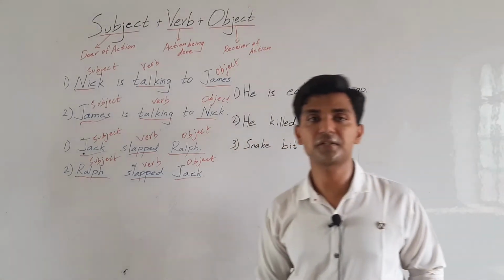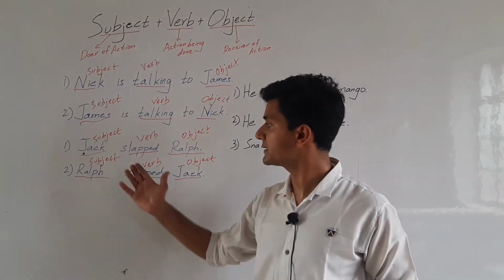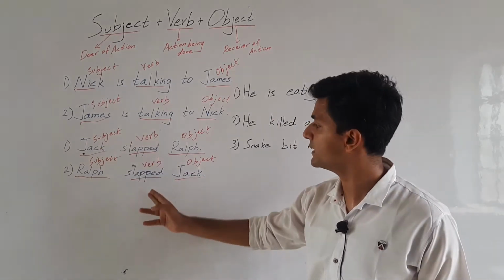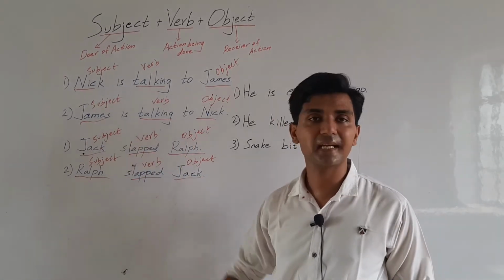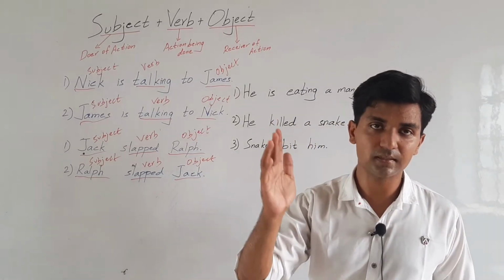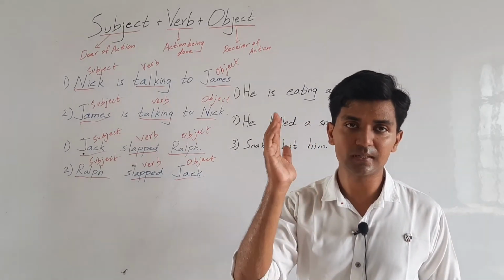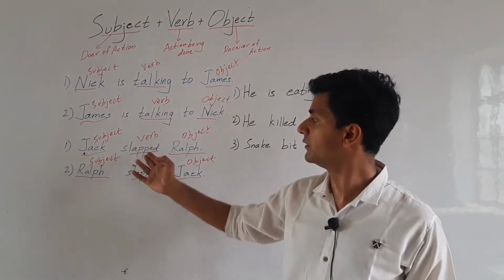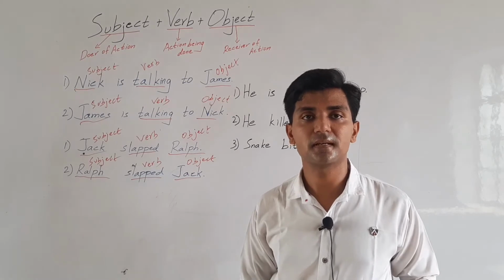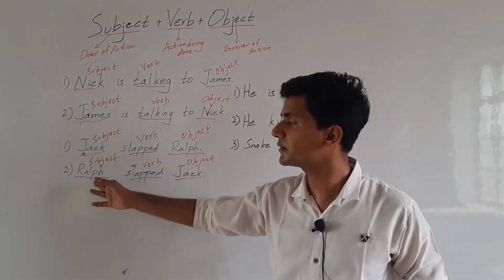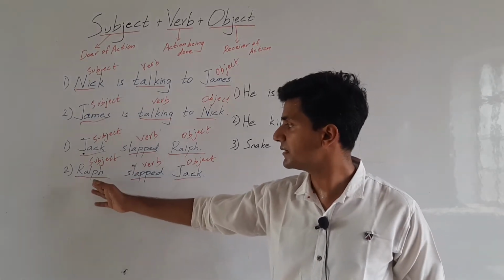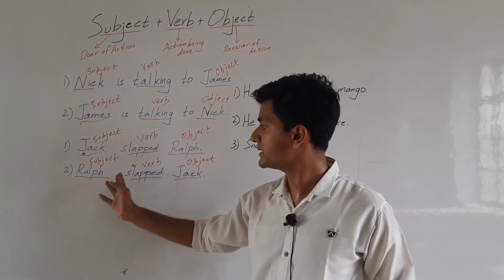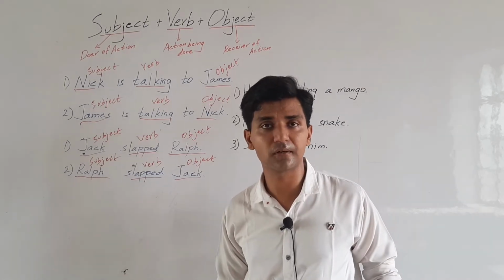So my dear friend, it's clear from this example that Jack is the subject and Ralph is the object, because Jack slapped him. Because he slapped, he is the subject, and his slapping action is the verb, and because Ralph is slapped, Ralph is the object. Here Ralph, in response to Jack, slaps Jack, and here Jack is the object and Ralph is the subject. So it's quite clear from this example.